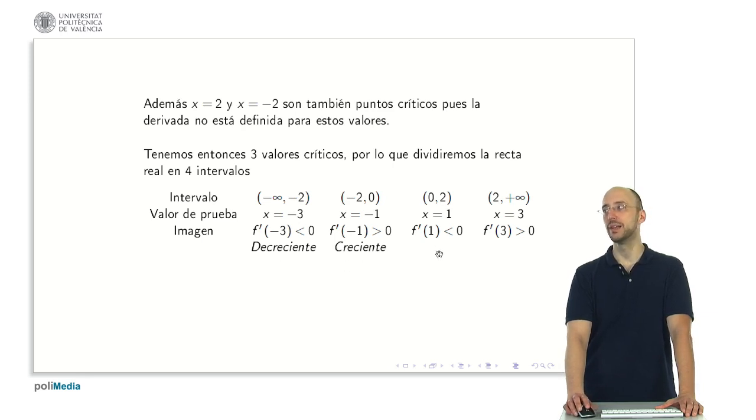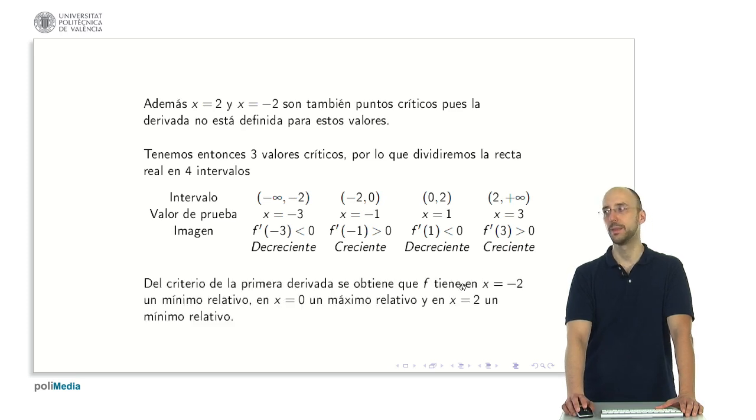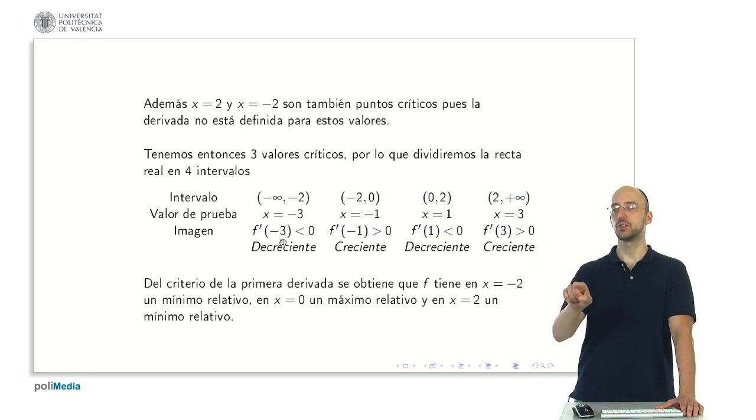In the third interval, it's decreasing, and in the fourth interval, the function is increasing once more. The first derivative criterion states that f has a relative minimum at -2. Is this correct? Is it true? The function exhibits a decreasing trend before -2 and starts increasing again after -2. Therefore, yes, it certainly has a relative minimum at -2.